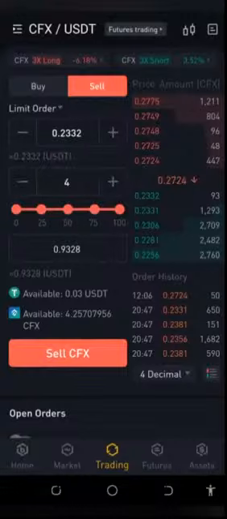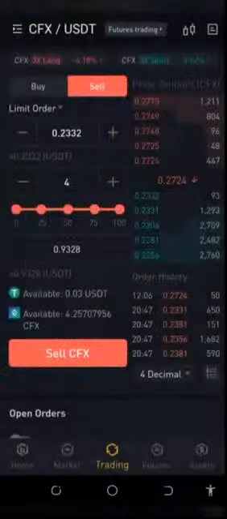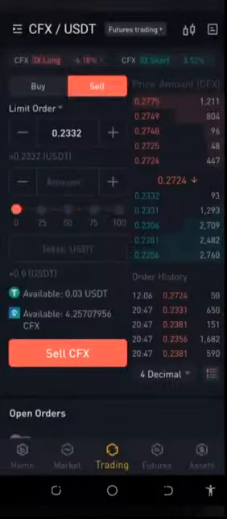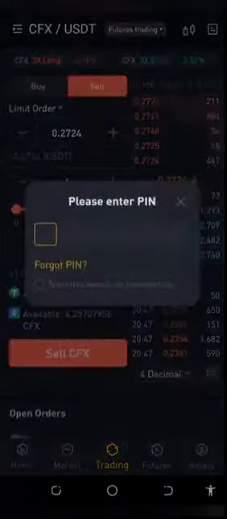But anyways, I've got $1 here and I'm wondering what I'm going to do with it. Probably I'll just change it and let it sit there till I have another trade to come in, right? So let's see whether this is going to go. Oh, what did it say? Your entrusted price is 5% lower than the latest transaction price. Are you sure you want to place an order? I don't want to place an order. Let me do the normal price, and whenever it converts, I'll wait for it.